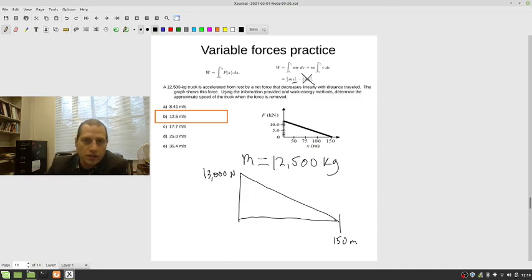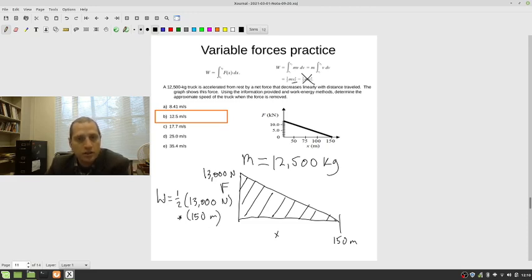Okay, so let's think about it. How would we find the work in this situation? Well, if this is our force versus x, the integral is essentially going to just be the area under the curve. Okay, so in this case our work would be 1/2 times 13,000 newtons times 150 meters.